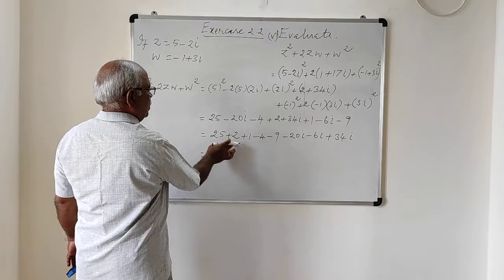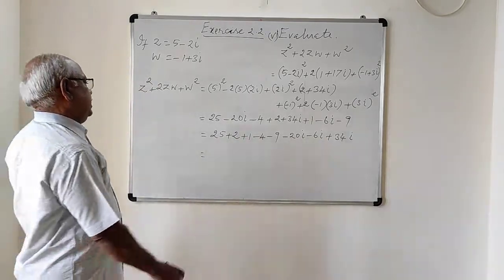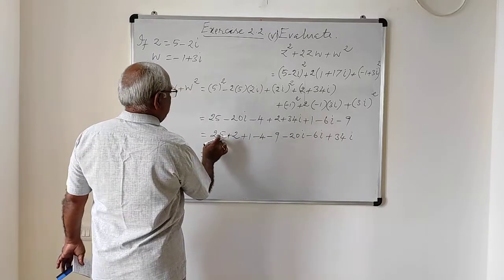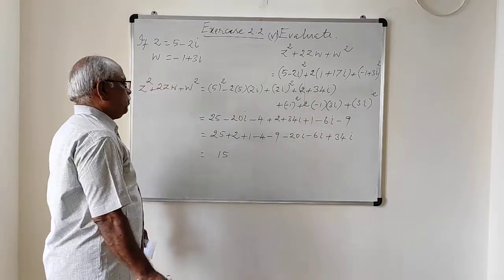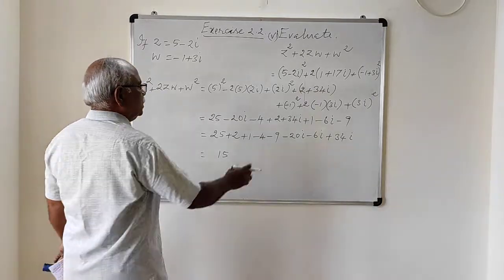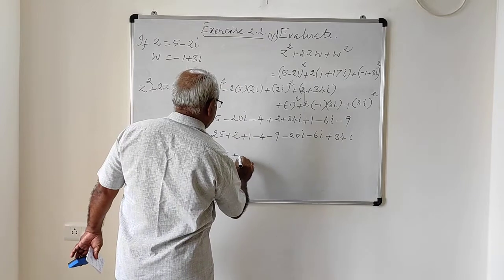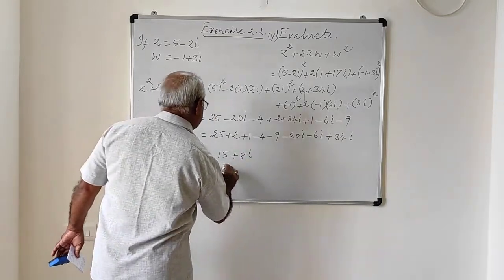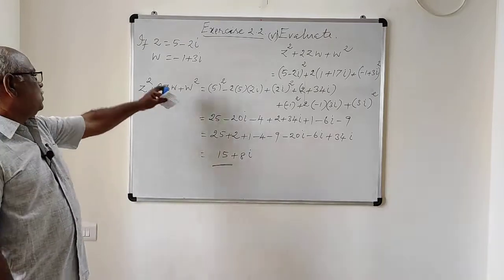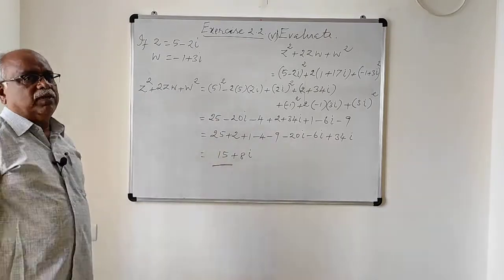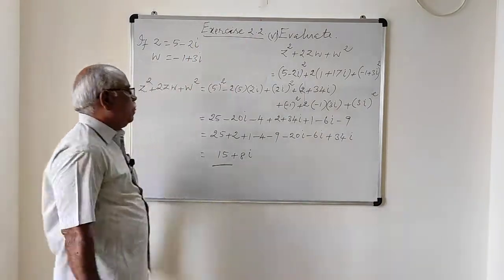Real part: 25, 27, 28, minus 13 is 15. Imaginary part: minus 26 plus 34 is plus 8i. So 15 plus 8i is the answer for this expression. Z square plus 2ZW plus W square is 15 plus 8i. This is our fifth subdivision.